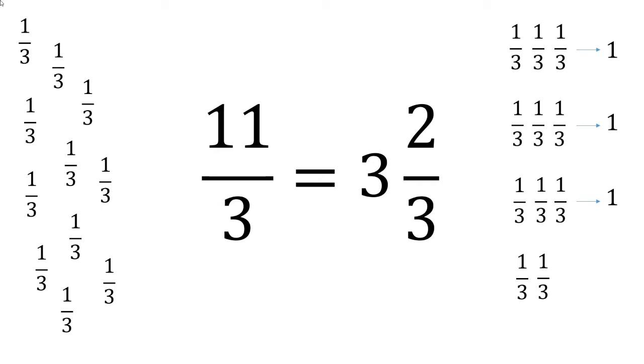Notice that the type of fraction is the same in both forms. With the previous one, we were dealing with halves and halves. Here we're dealing with thirds and thirds. The type of fraction is not going to change, which makes sense because you're just grouping them differently.